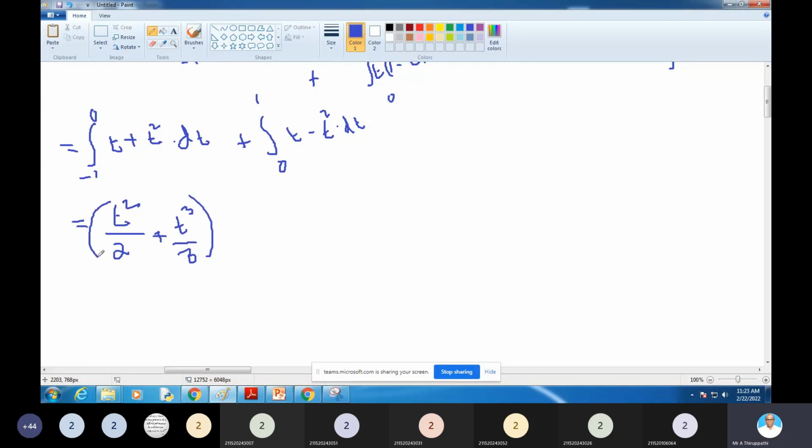The limit varying from minus 1 to 0, plus the integral of t, t square by 2 minus t to the power 3 divided by 3. So what is 0 to 1?